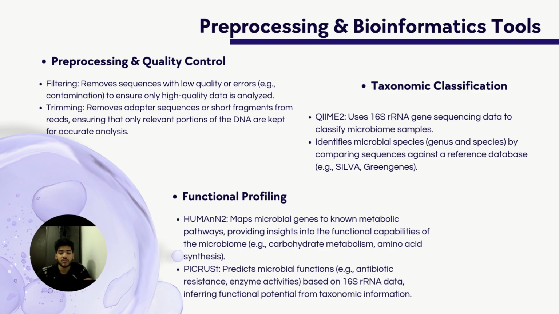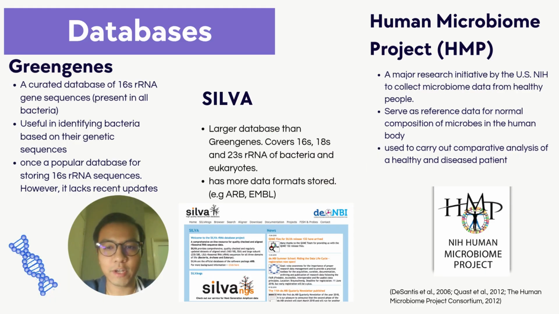Next, we perform functional profiling to understand what the microbes are doing. HUMAnN2 maps microbial genes to metabolic pathways, revealing how microbes contribute to processes like digestion or metabolism. PICRUSt predicts microbial functions based on 16S rRNA data, helping us identify functions like antibiotic resistance or enzyme activity, even without full genomic sequences.